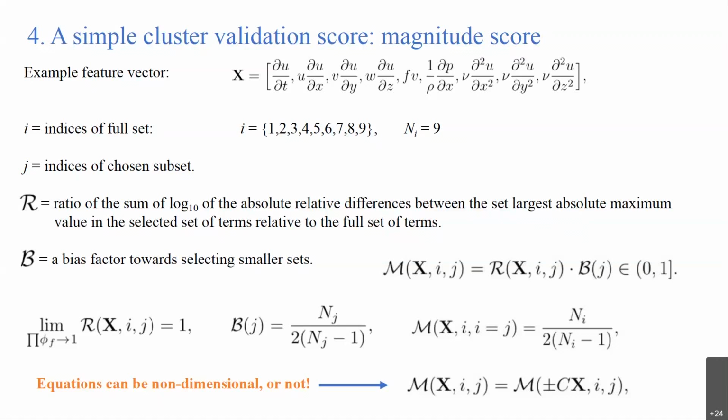And finally, in the bottom, you can multiply your feature vector by any constant. And so you don't have to non-dimensionalize your equations. You can just put them in as they are as long as your units are correct.